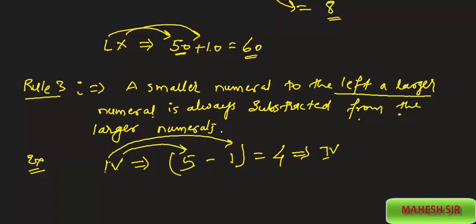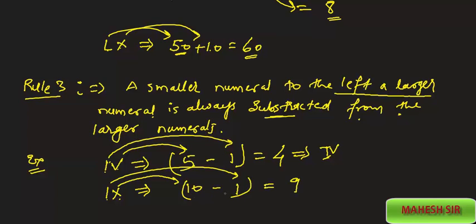Okay, so I'm taking one more example, IX. Look here. This X is standing for number 10, I is standing for number 1. So 10 minus 1, because the I is standing on the left side of X, therefore left of larger is always subtracted, right? So subtracted here. So 10 minus 1 becomes 9.